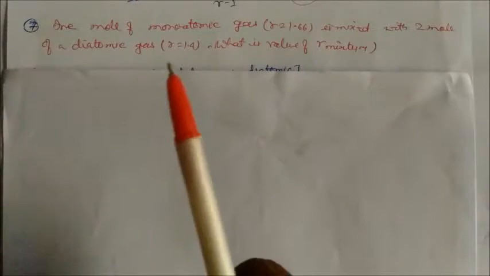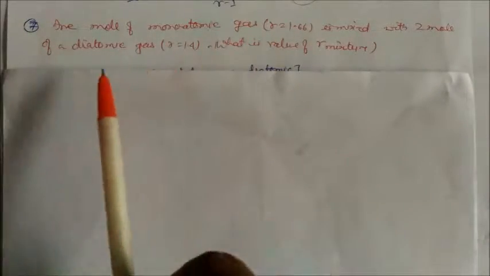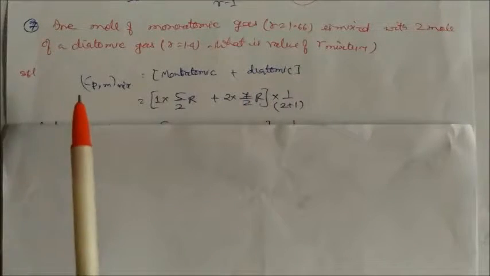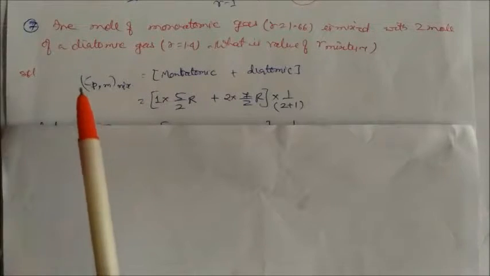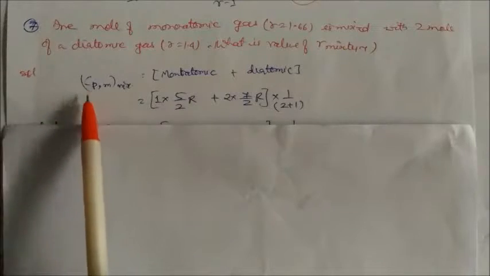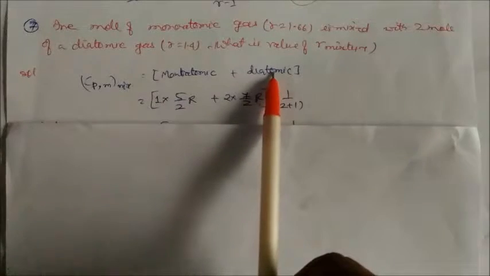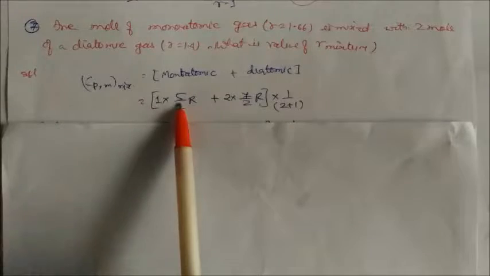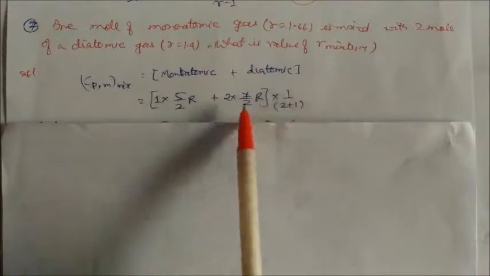1 mole of monatomic gas is mixed with 2 moles of diatomic gas. So there are 2 gases given here. On mixing, what is the gamma of the mixture? For the gamma of the mixture, first we have to take the total specific heat Cp, and again the total specific heat Cv, for both monatomic and diatomic molecules. The Cp of the mixture is the moles times Cp of monatomic plus moles times Cp of diatomic, divided by the total number of moles.